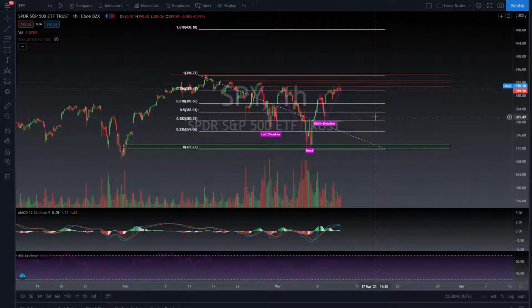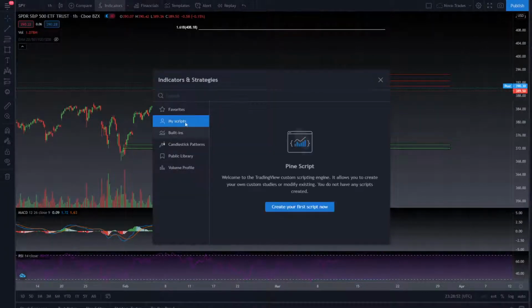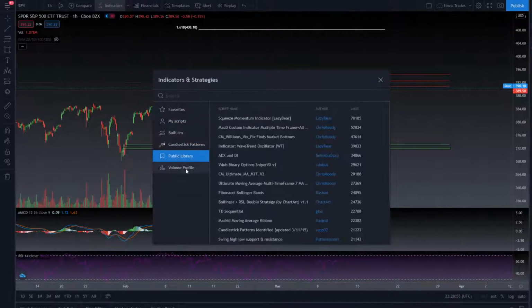Draw support and resistances for you. Oh, I think I know what you're talking about. I think I've seen it. I don't think there's a way for me to go to my history.